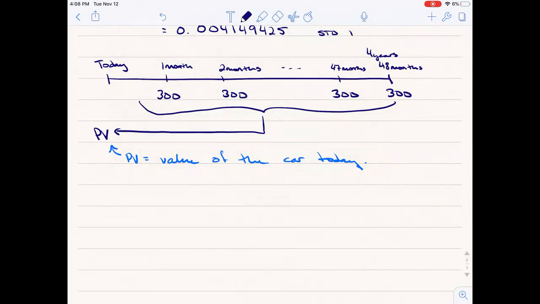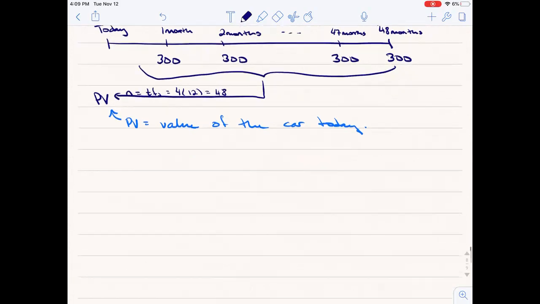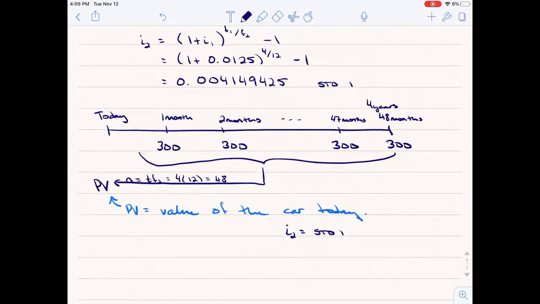We're still going to put N on the arrow, even though we basically had to calculate it for the top of our timeline, right? But just to emphasize, we've got N is time times F2, which is 4 times F2, which is 12, which is 48. And then recall that I2 is stored in 1. I'm cheating, but you're allowed to do that, right? Because I showed all my work up above. And so I'm just going to say, hey, I already calculated I2. It's stored away in 1.